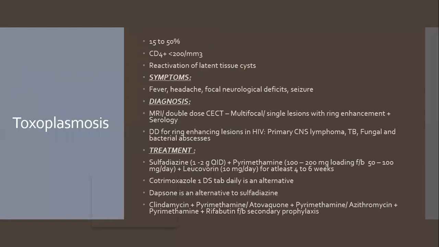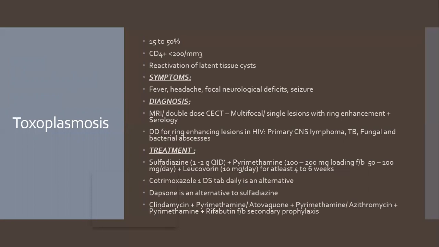So toxoplasmosis again is very important. Occurs in 15 to 50% of the patients. Again occurs in the late part of the infection, CD4 less than 200. It's due to reactivation of tissue cysts. You know the pathogenesis, I think. From the cat feces, the cyst is acquired by fecal-oral contamination.